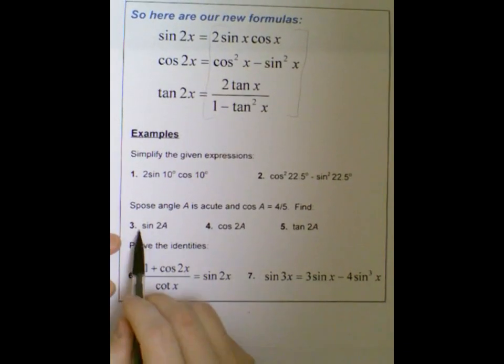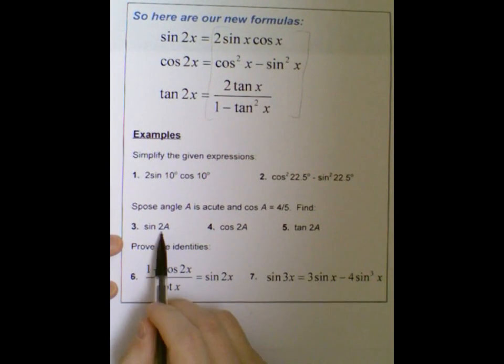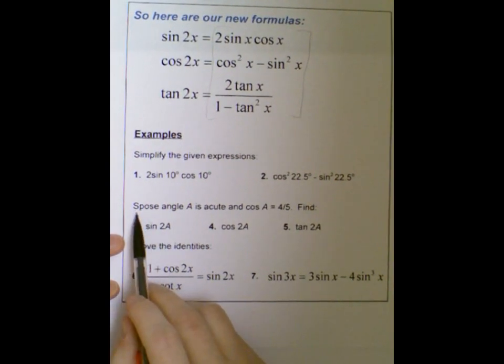Welcome back, everybody. Let's try 3, 4, and 5. They're all sort of similar, and you can see they're all using the double angle formulas. So here's Mr. Brown being lazy again.